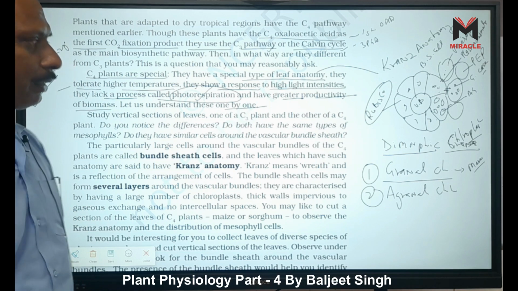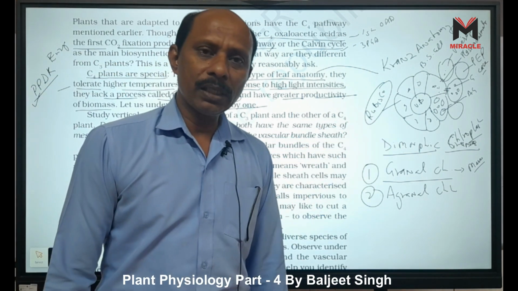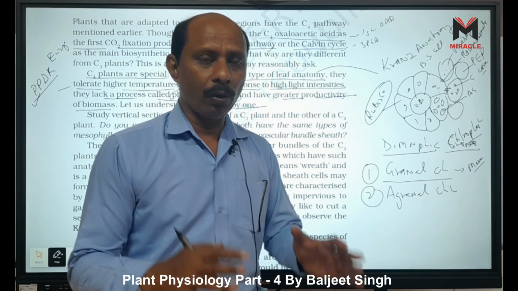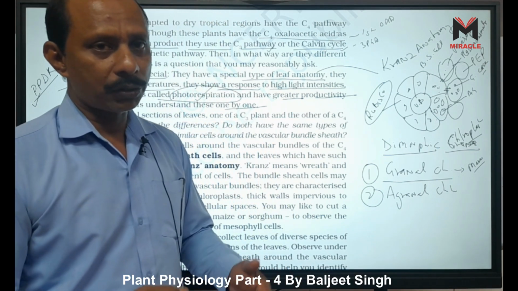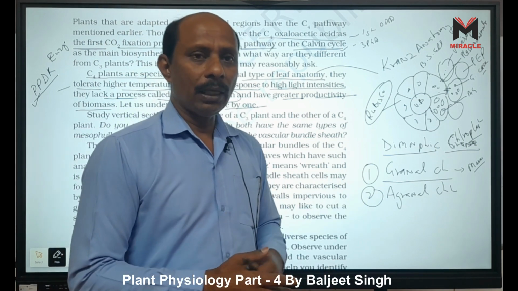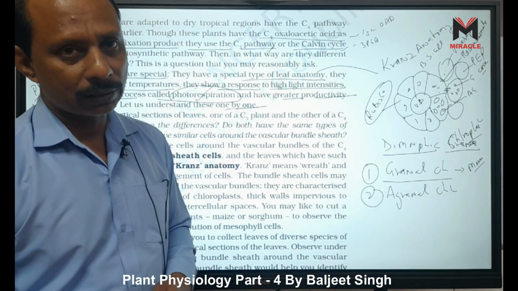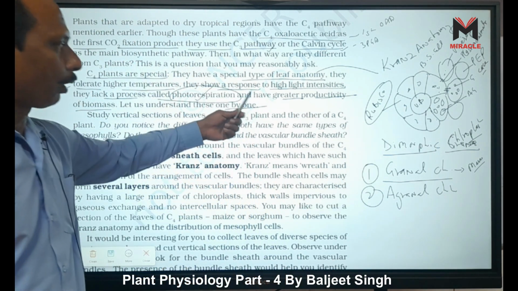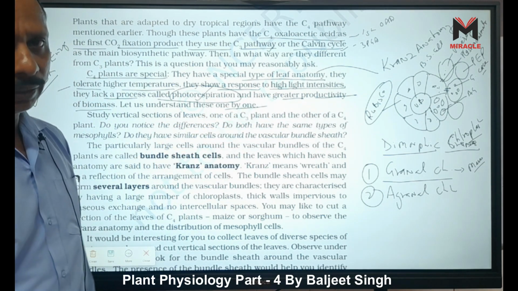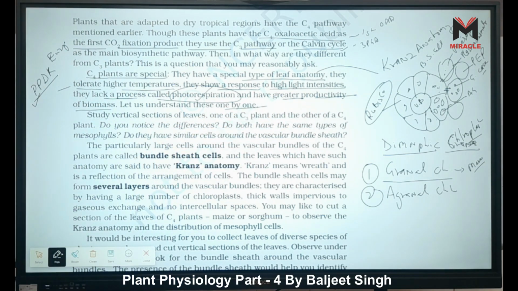But in C3, what happens? Rubisco is present in the mesophyll cell also. So Rubisco is present, with the oxygenase activity as well. Rubisco is double-natured, carboxylase as well as oxygenase. When the concentration of oxygen is more and the temperature is also high, then what happens? Photorespiration occurs. That's why in C4 plants productivity is greater than C3 plants. Twice greater, we can say, twice greater, right?